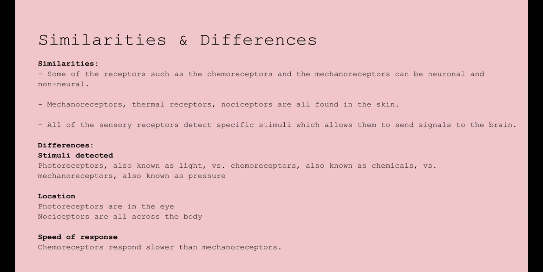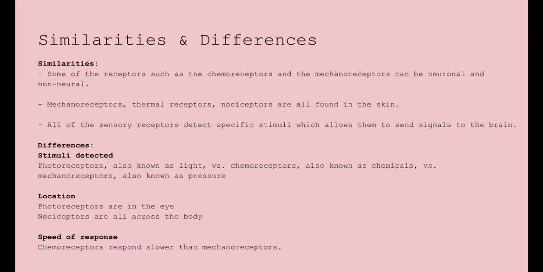So we have similarities and differences for these receptors. To start off with the similarities, some receptors, like chemoreceptors and mechanoreceptors, can be either neuronal or non-neuronal. Additionally, mechanoreceptors, thermoreceptors, and nociceptors are all found in the skin, allowing us to detect touch, pain, and temperature. All sensory receptors play a crucial role in detecting specific stimuli, which allows us to transmit that information to the brain for interpretation.